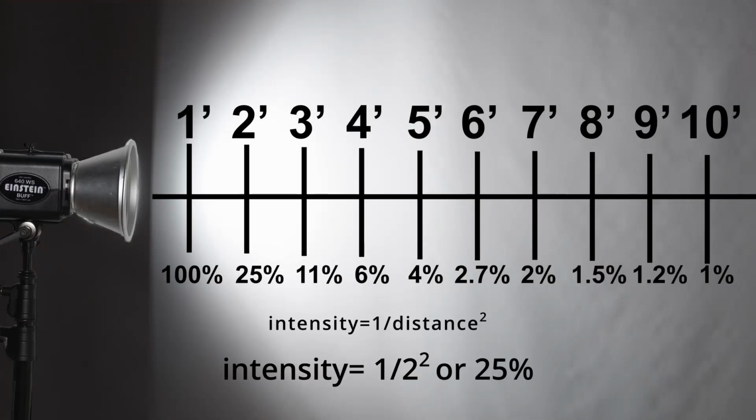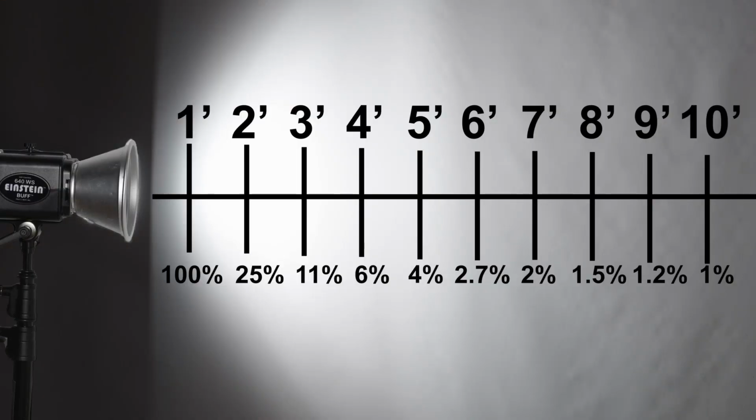Now, let's step out to 2 feet. 2 squared is 4, so 1 over 4 equals 25%. That means from the 1 foot mark to the 2 foot mark, we lost 75% of the light's intensity. And I'm not going to bore you with doing the math all the way out to 10 feet, but this diagram will show you what that looks like.